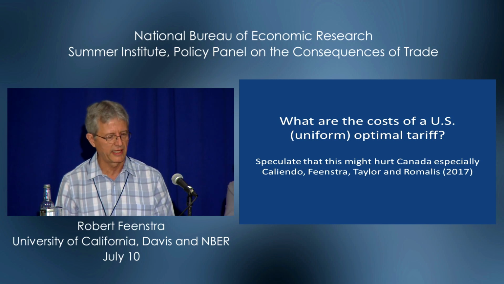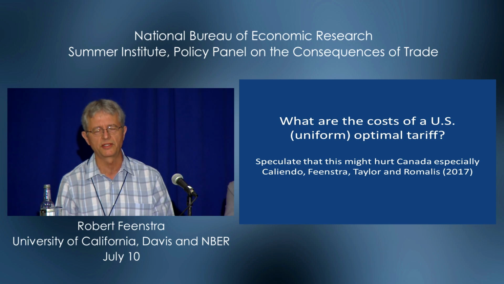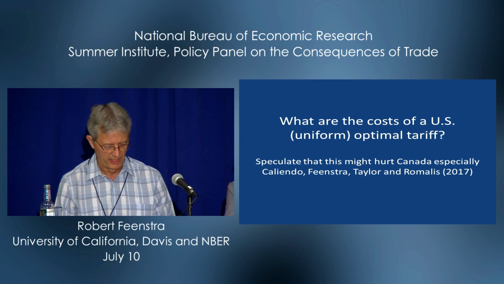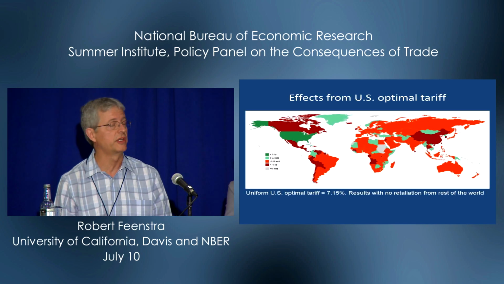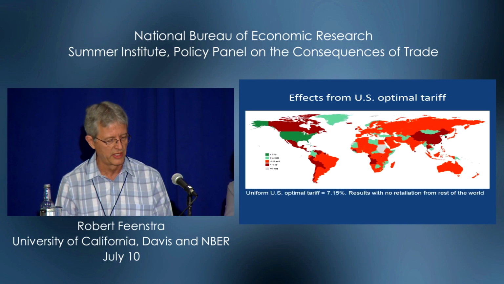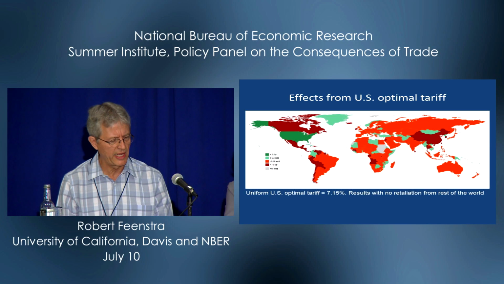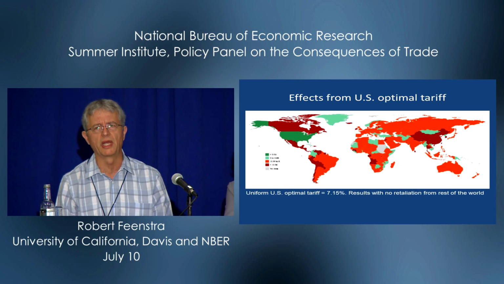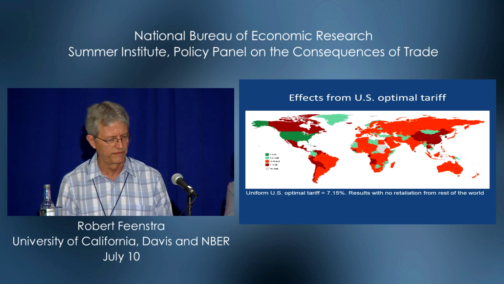So to check that, I go to the model of Caliendo, Feenstra, Taylor, Romales, a quantitative model. And I thank Lorenzo in particular for doing the calculations that I'm going to show you. So let's first look at a US optimal tariff. This is a uniform tariff on all goods at 7.15%, all goods and all countries. And you see the United States here in dark green. It's the big gainer from its own optimal tariff.